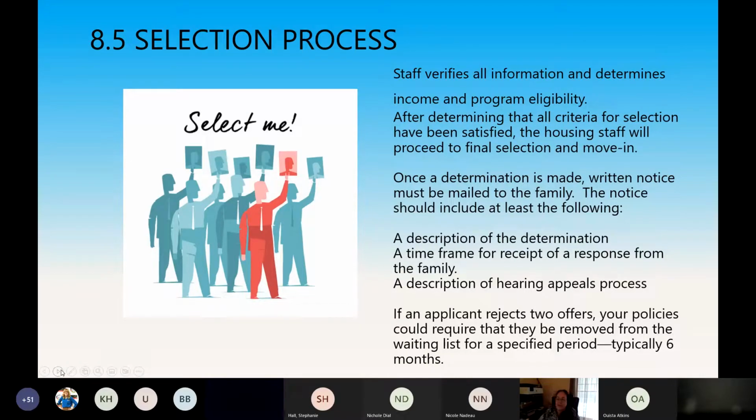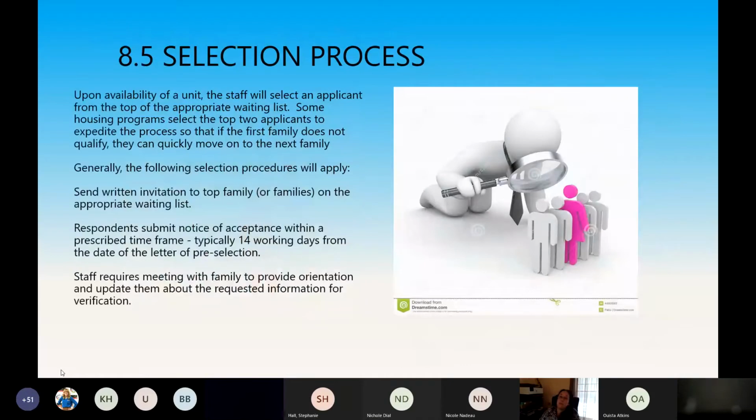The notice should include at least the following: a description of the determination, a time frame for the receipt of your response, a description of a hearing appeals process if you've been denied, or, if an applicant rejects 2 offers, your policy could require that they be removed from your waiting list for a specific period. Some people do that for 6 months, or some just drop them to the bottom because the list is so long.